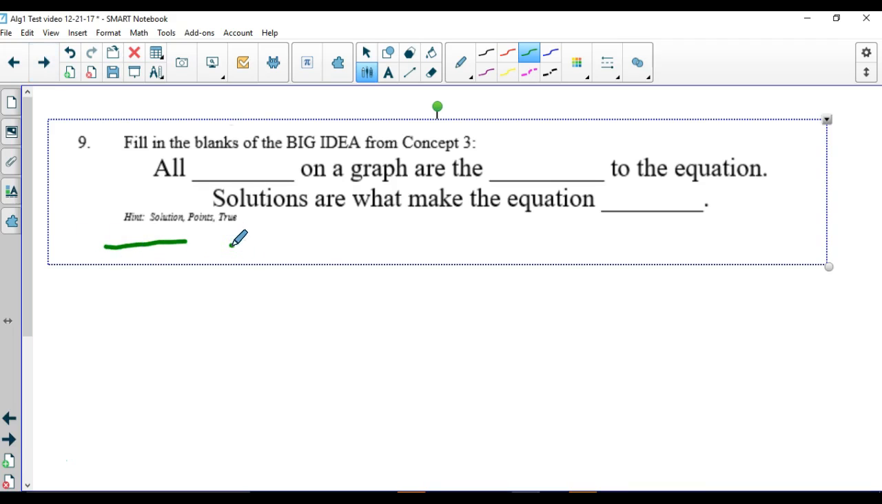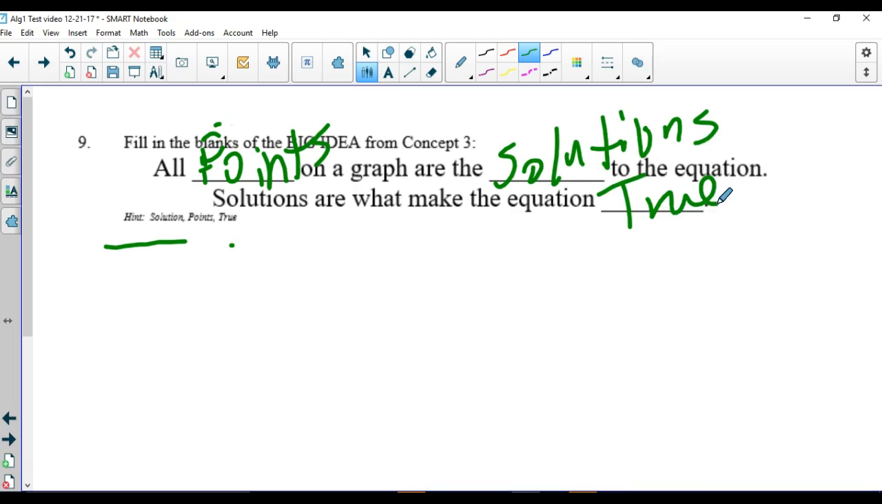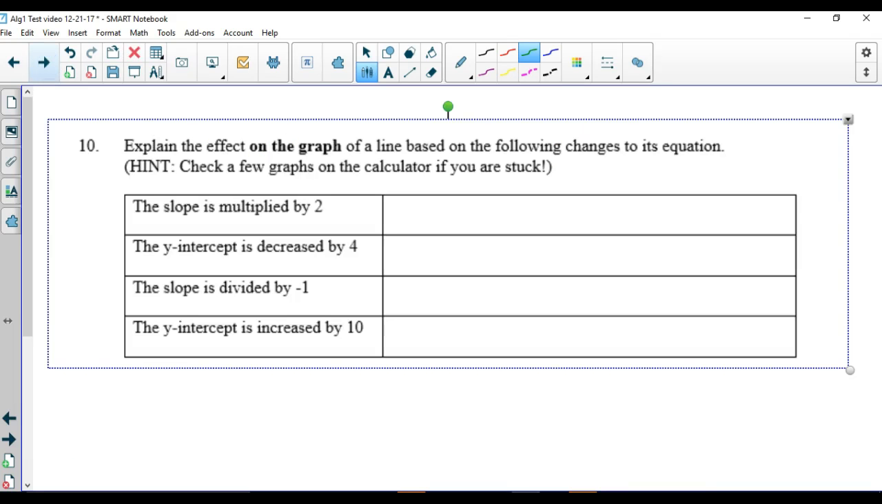This is filling in all the big ideas from concept 3. All points, because we're talking about graphs, so all points on the graph are the solutions. Solutions are what make the equation true. Okay. Not going to spend much time on that, but all the points in the solution work to find the solution. Okay, explain the effects on the graph of a line based on the following changes to the equation. So, graph on the calculator if you're stuck.